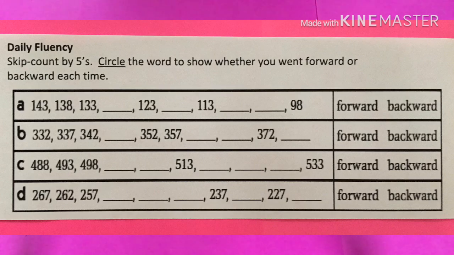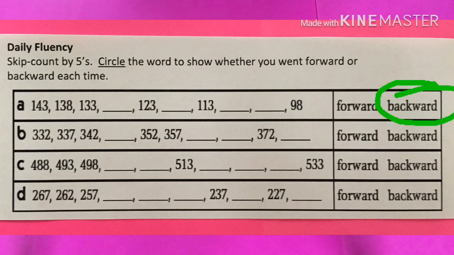Let's see A. A starts with 143, and then the second number is 138. 143 is actually greater than 138. That means that they're counting backwards. So let's go ahead and circle backwards and then fill in the blanks.